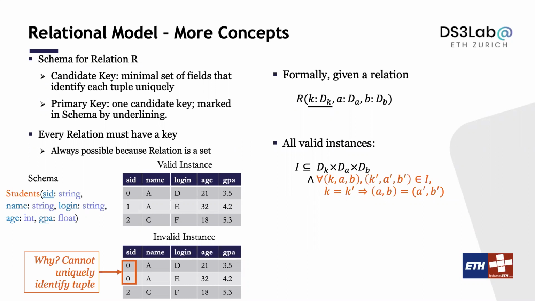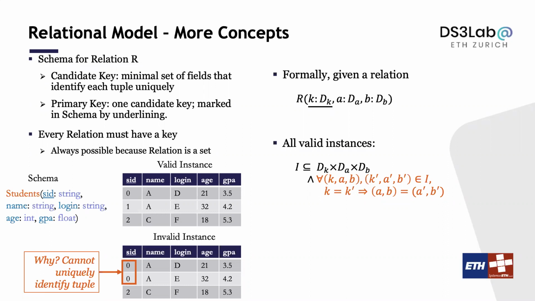Essentially, all the valid instances should satisfy two constraints. One is the constraint specified by the domain. It needs to be a tuple of this type, okay? And it needs to satisfy the constraint specified by the key constraint, right?